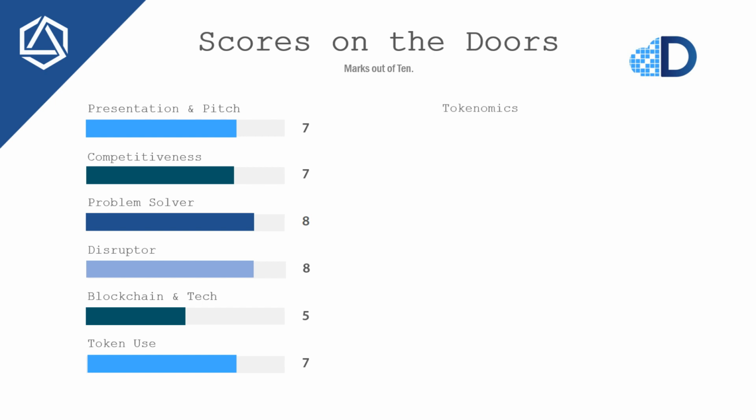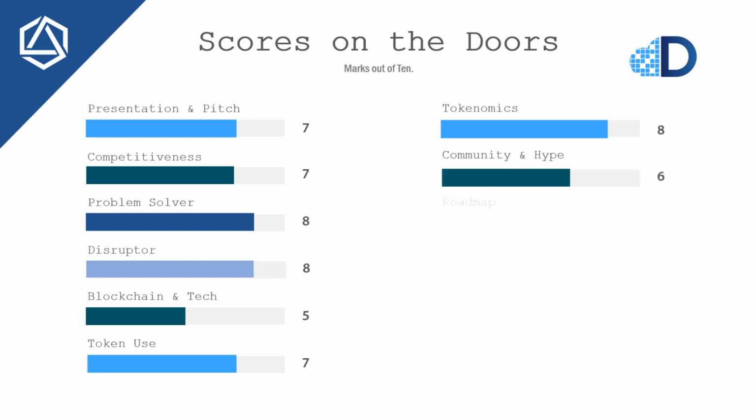In terms of token use, it's what you'd expect from this, so an average 7 out of 10. Tokenomics are pretty good here. The low hard cap, reasonable token price, and low total supply of 200 billion give this a decent 8 out of 10. Community and hype is still lacking. It could be better, so 6 out of 10 here.